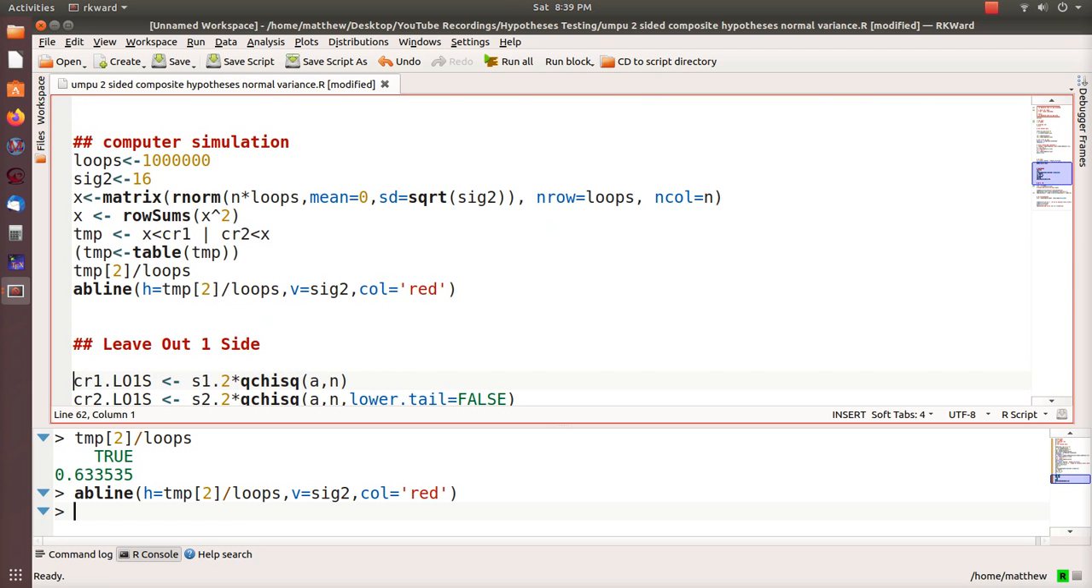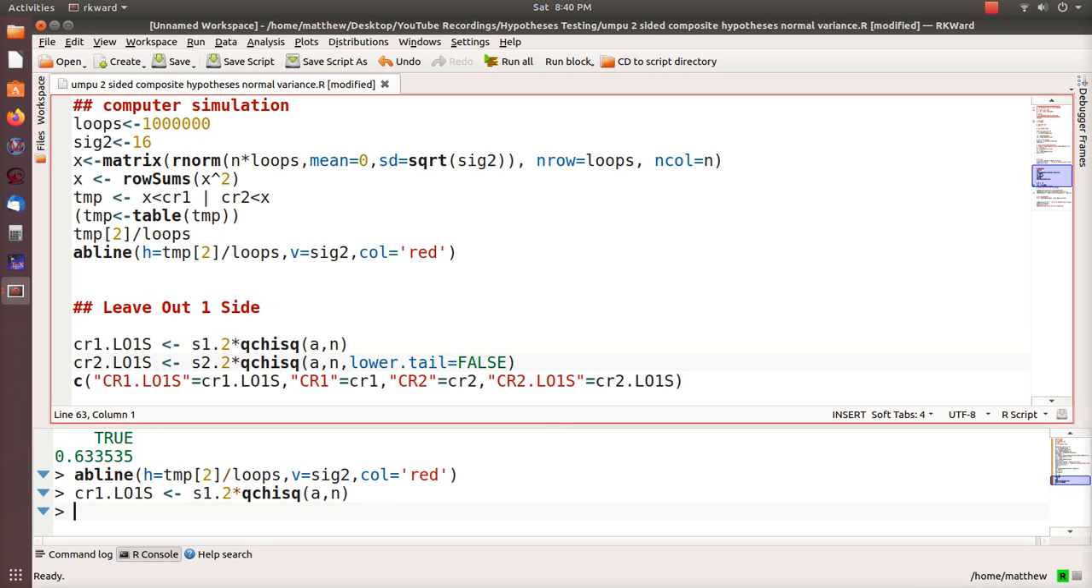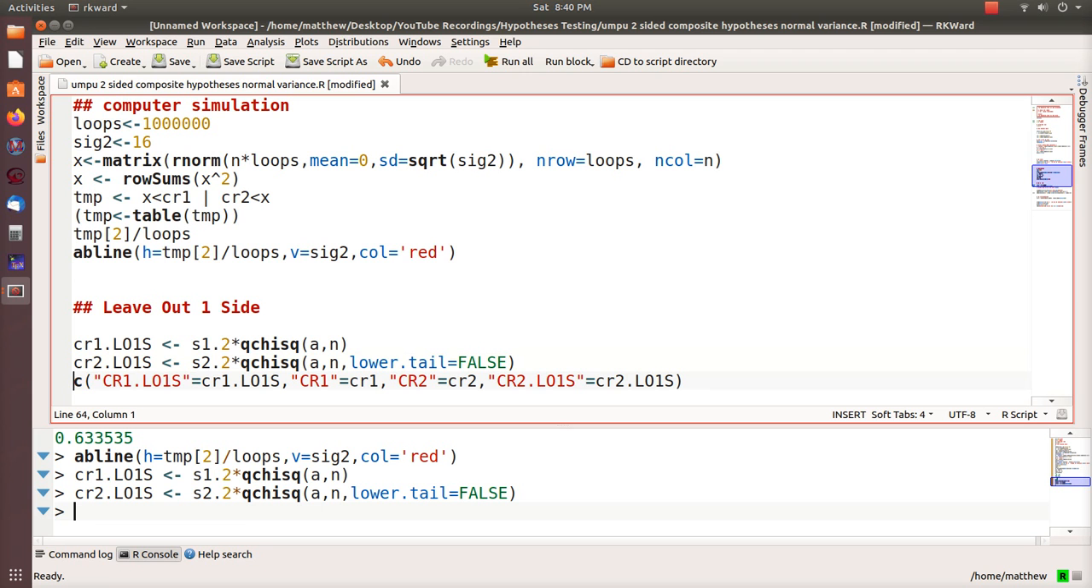So now let's do the leave out one side test. And it's basically, if you assume you're in the alternative region, on one side, then the other side, the probability of being in that critical region is really small. So why not leave it out? And then calculating the rejection region is so easy. So this is it. CR1, leave out one side. That's the critical region on the left side. Boom, we're done. And the critical region on the right side, that has to be alpha, and we're finished.